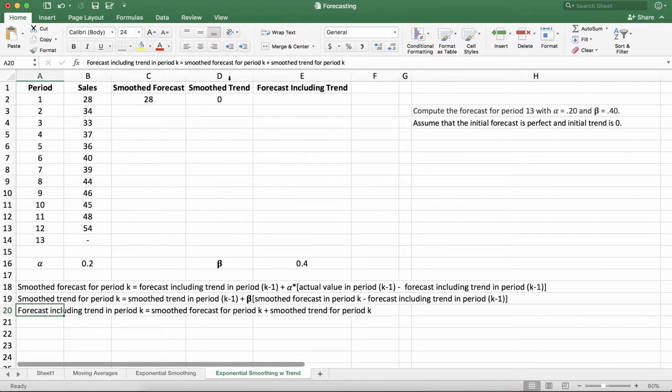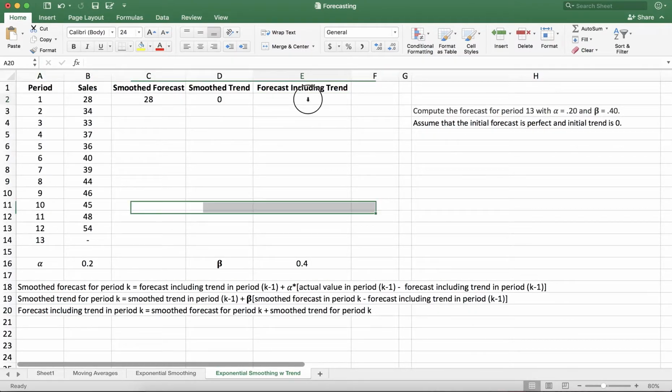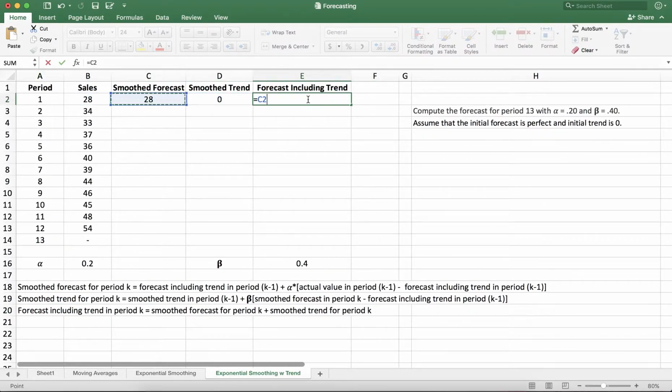So let's look at the first period, in which I already know the smoothed forecast and the smoothed trend. Based on this third formula here, the forecast including trend is equal to the sum of the smoothed forecast and the smoothed trend. So the forecast including trend in month 1 is equal to 28.